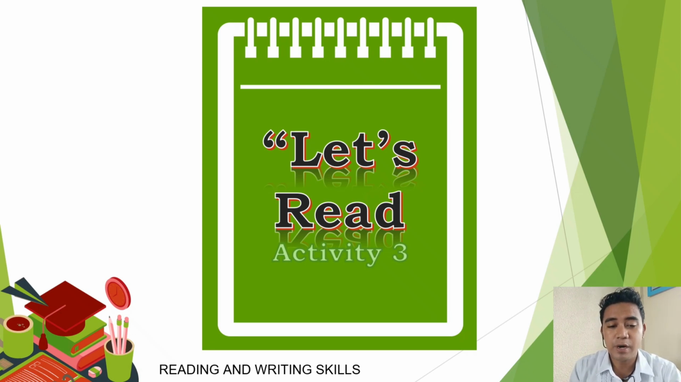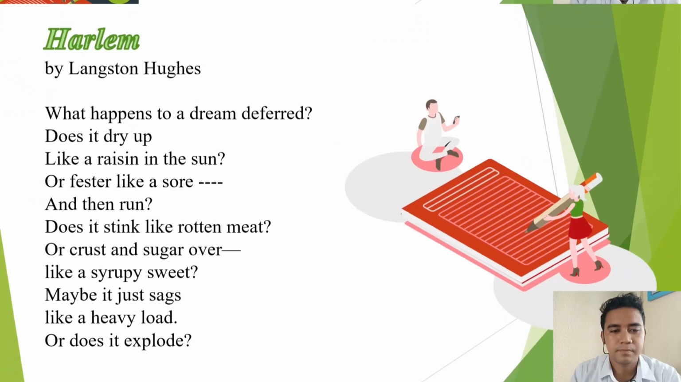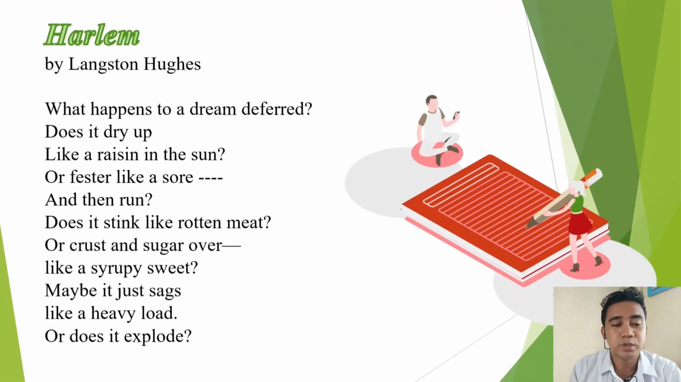So, here is our activity 3. We are going to read. Let me read to you a short poem by Langston Hughes entitled Harlem. You listen and understand each word and the meaning of the poem.